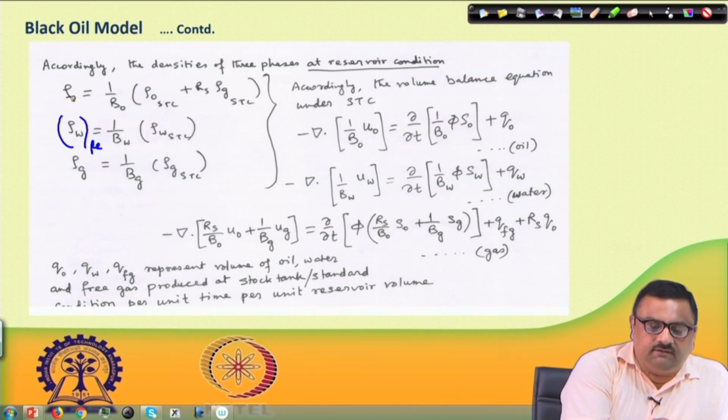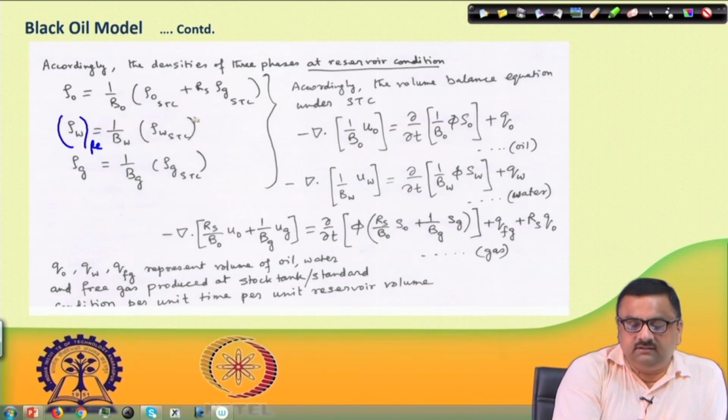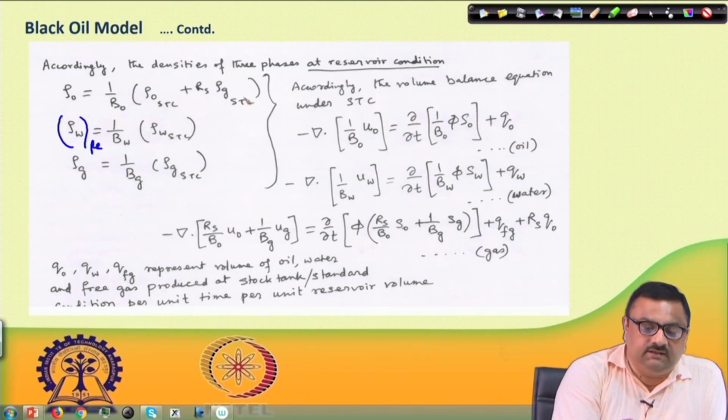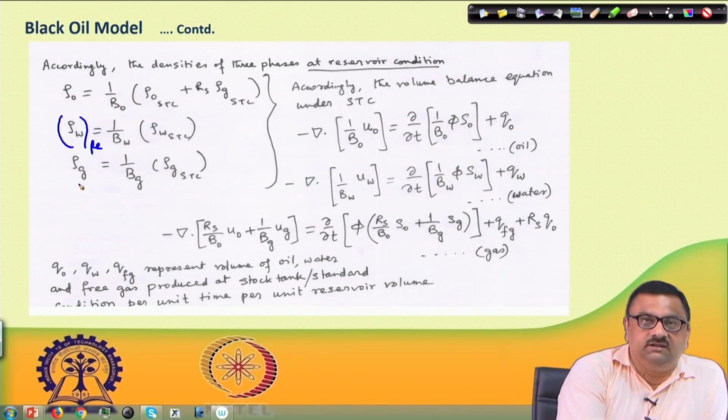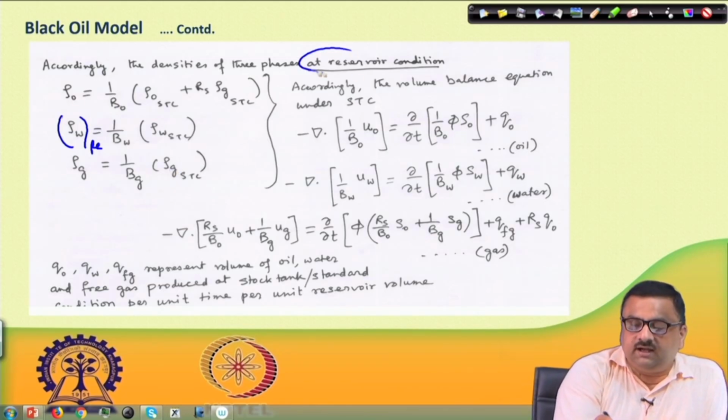Similarly, one can write density of oil, but here this additional term, solution gas oil ratio, and density of gas under stock tank condition also has to be accounted for, because this much gas is also present in the oil at reservoir condition. So, this is how rho o, rho w, rho g at reservoir condition are written.